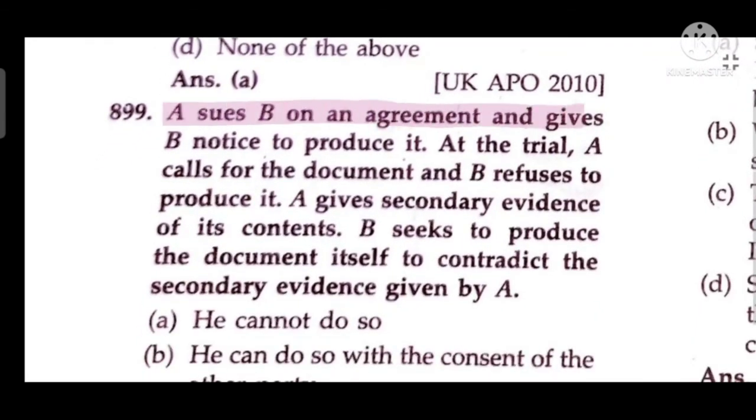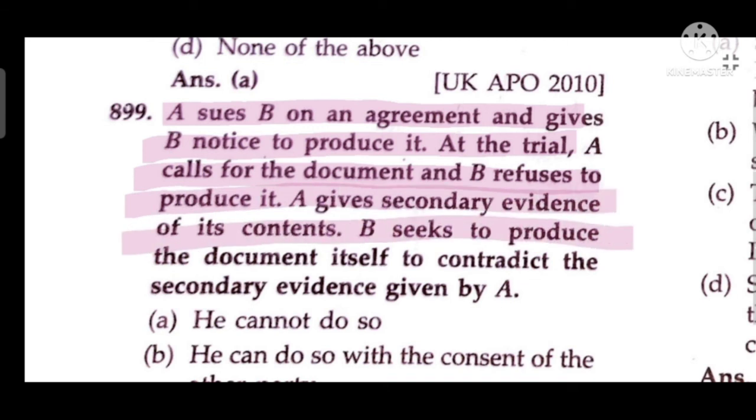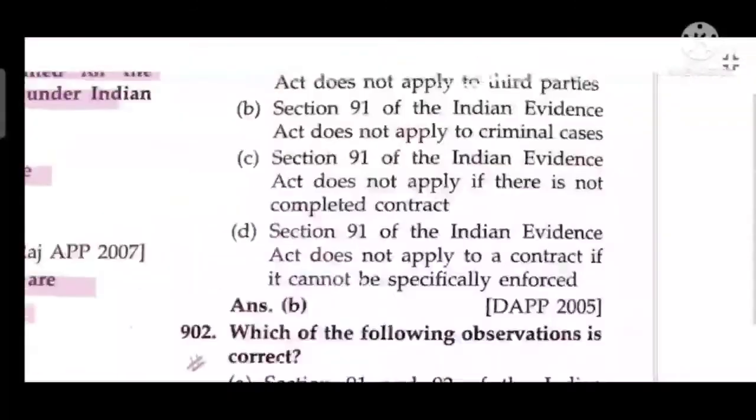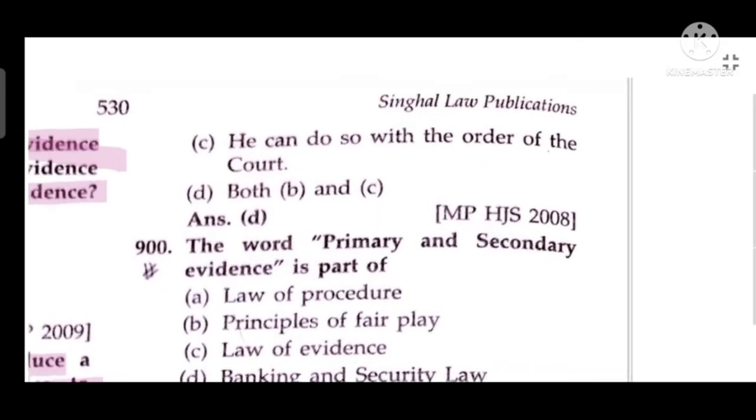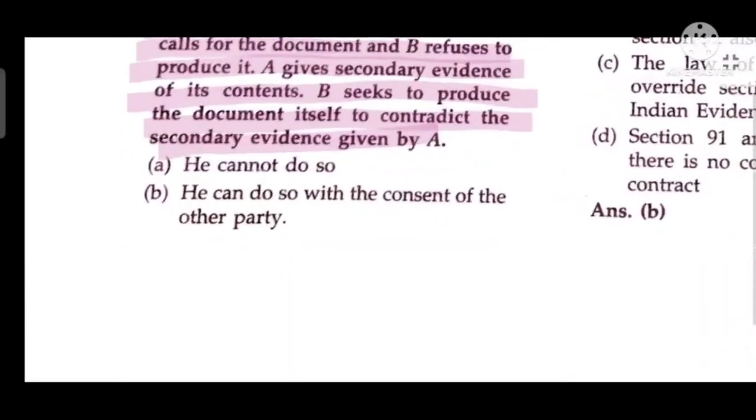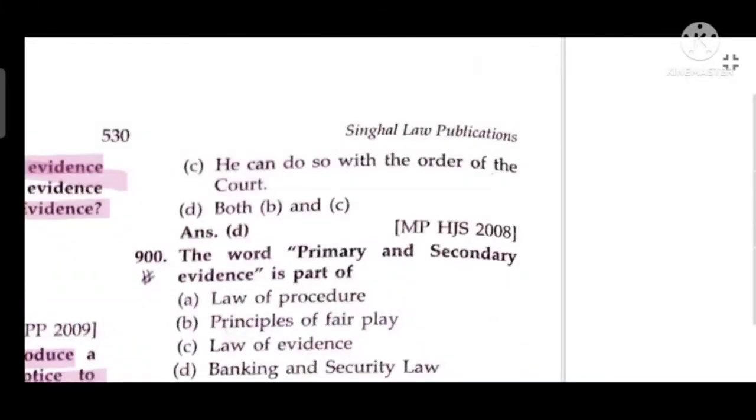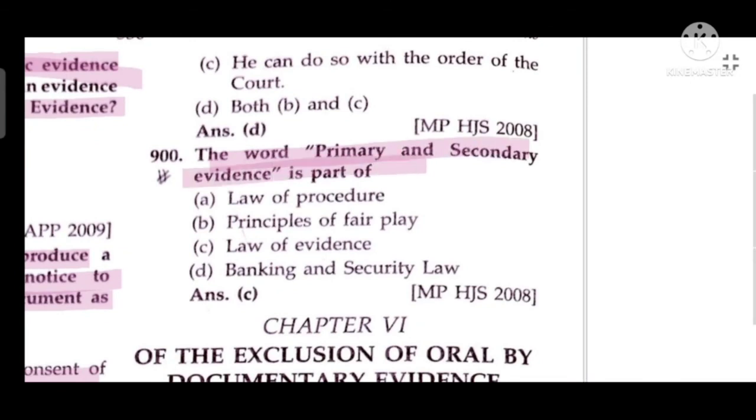A sues B on an agreement and gives B notice to produce it. At the trial, A calls for the document and B refuses to produce it. A gives secondary evidence of its contents. B seeks to produce the document itself to contradict the secondary evidence of A. He can do so with the order of the court. The terms primary and secondary evidence are part of the law of evidence.